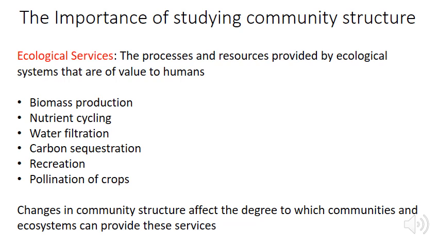So for example, ecosystems of course are involved in biomass production. So growing crops or growing food, fuel plants, whatever it might be. Ecosystems are important for nutrient cycling, for water filtration, for the sequestration of carbon. These ecosystems provide recreation opportunities for humans. Communities of organisms and insects particularly provide pollination for crops. So any change in community structure that occurs affects the degree to which communities and ecosystems can provide these services.